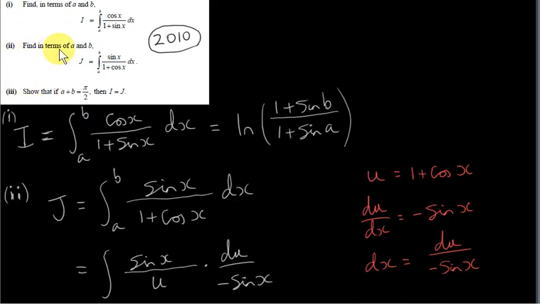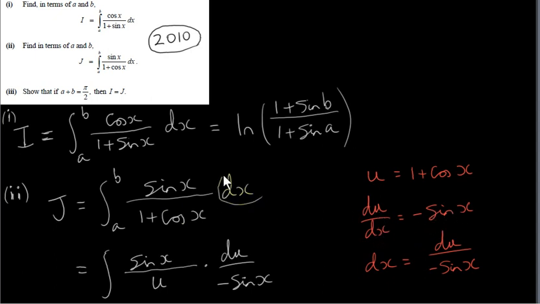In part 2, we want to find in terms of a and b the integral called j, which is the integral from a to b of sine of x over 1 plus cos x with respect to x. Now again, like in part a, we have a quotient. We let u equal the denominator. And if you do that and get the derivative, you will get minus sine of x.